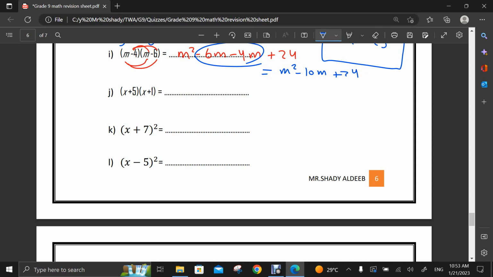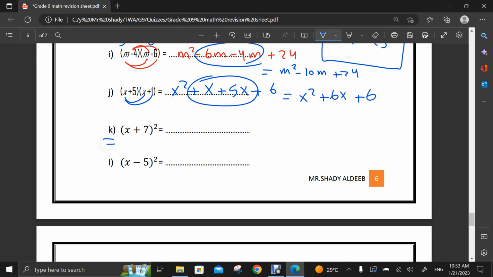X plus 5 times x plus 1. So x times x and x times 1. So x times x, which is x squared, and x times 1, which is x, and 5 times x is 5x, and 5 times 1, which is positive 5. Simplify x plus 5x, which will be positive 6x. So x squared plus 6x plus 5 now in simplest form.